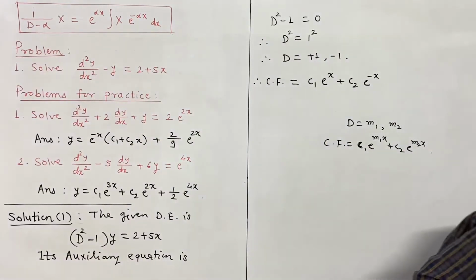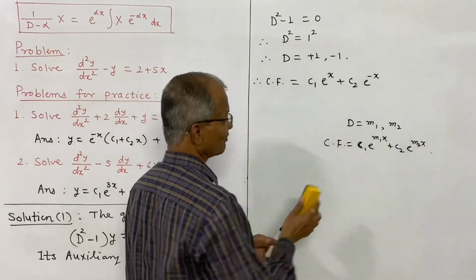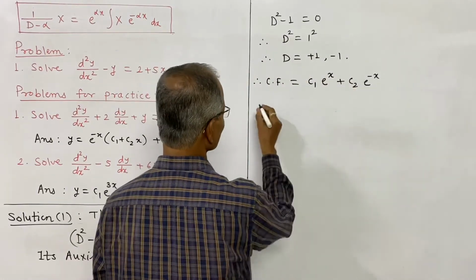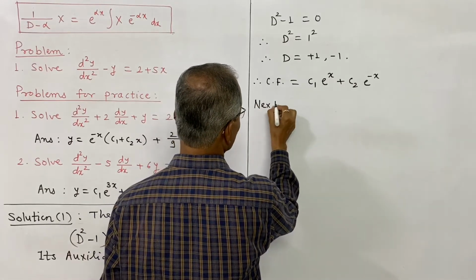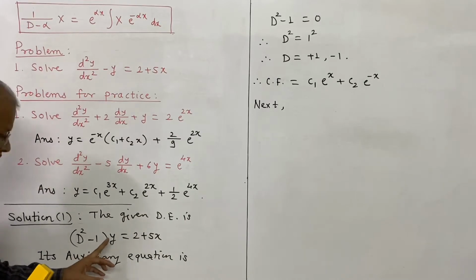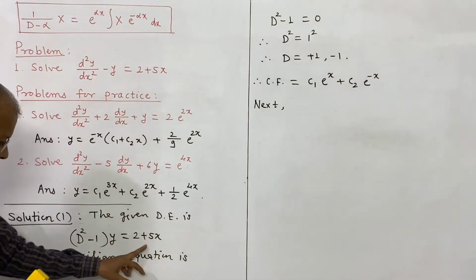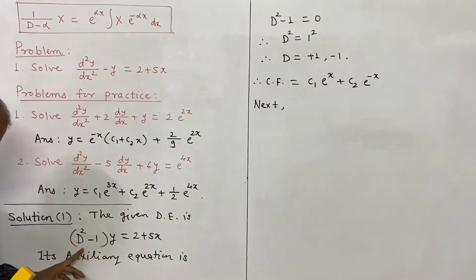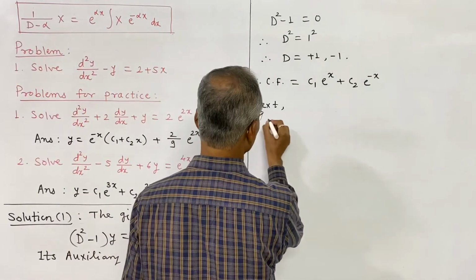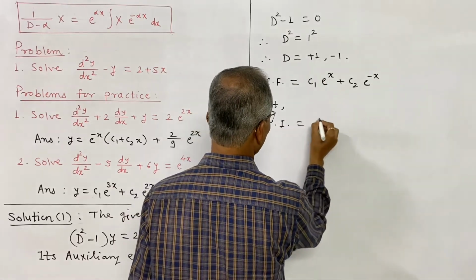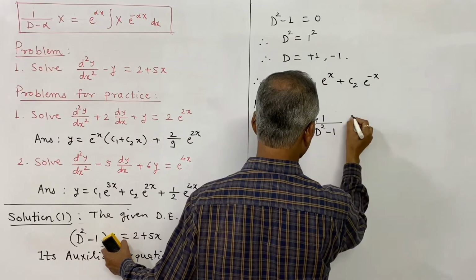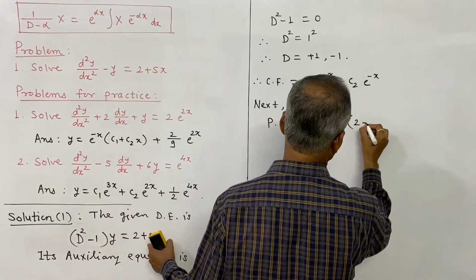Now after getting the complementary function, we have to find the particular integral. Next, PI of this equation. We know if the given differential equation is f of D operated on y is equal to capital X, then PI is 1 upon f of D operated on X. So PI is equal to 1 upon D square minus 1 operated on 2 plus 5x.